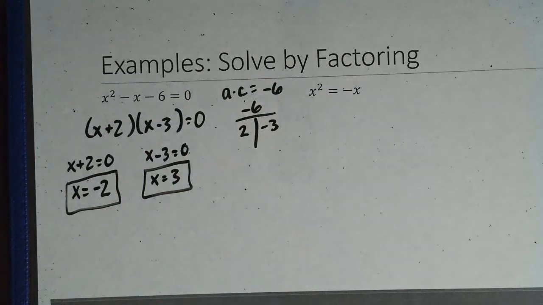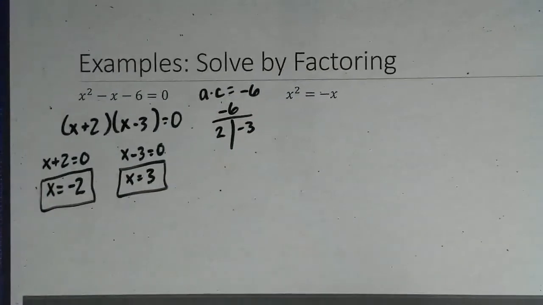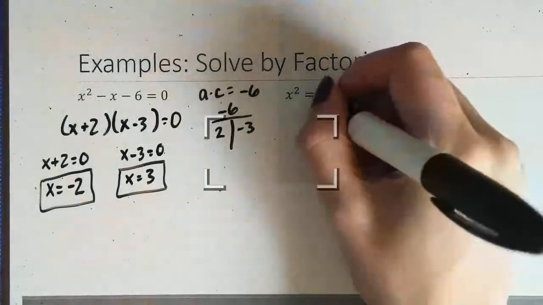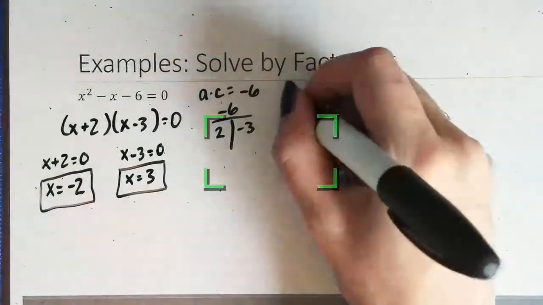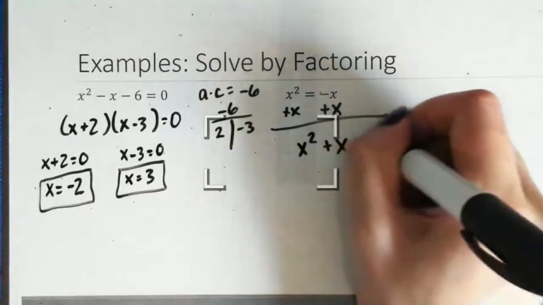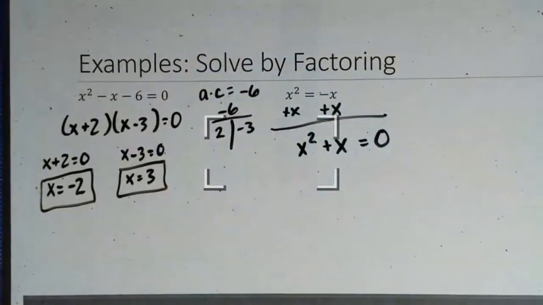Next up, we're looking at x squared is equal to negative x. Two slides ago, we were looking at how we need to have our equation equal to 0 before we can start solving them. So I like leaving my x squared positive, so I'm going to add x to both sides. And that will leave me with x squared plus x is equal to 0.